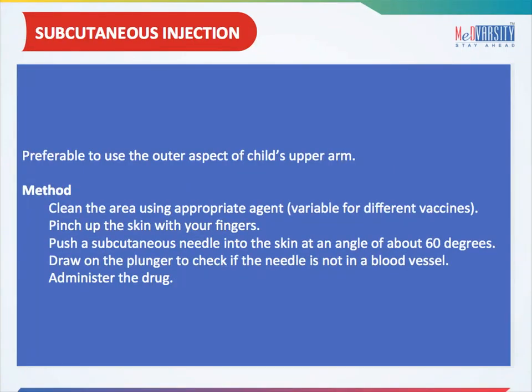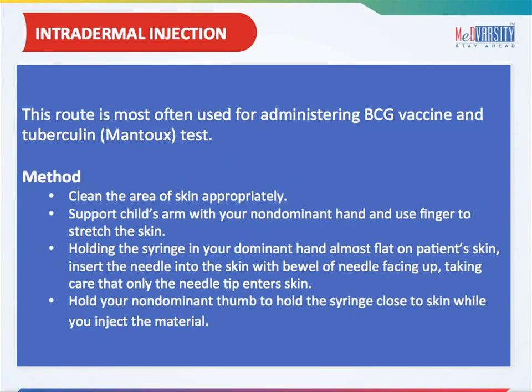Subcutaneous injection. Preferable to use the outer aspect of child's upper arm. Method. Clean the area using appropriate agent, variable for different vaccine. Pinch up the skin with your fingers. Push a subcutaneous needle into the skin at an angle of about 60 degrees. Draw on the plunger to check if the needle is not in a blood vessel. Administer the drug.